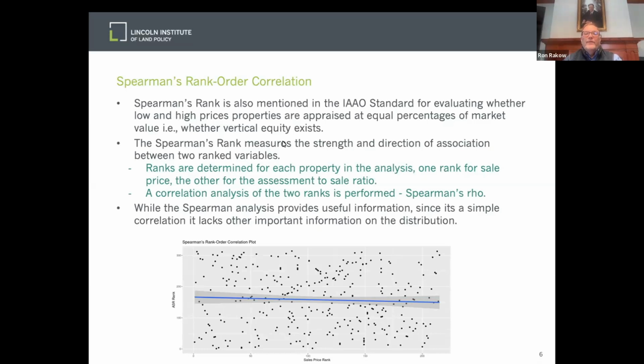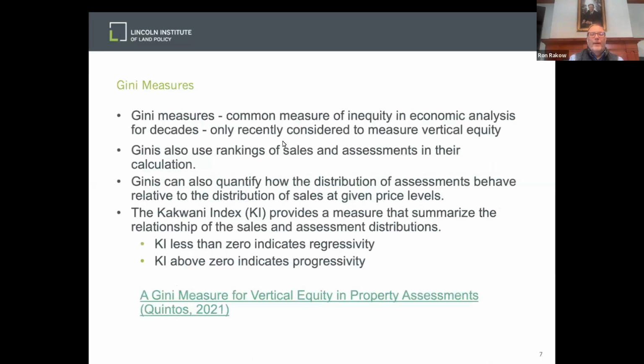So while Spearman's does provide some useful information on the vertical equity in the sample, since it is a simple correlation, it lacks some important information on the distribution that some other measures have. And one of those other measures is the Gini measures. Now, Gini measures have been around for generations. They're a common measure of inequity used in economic analysis, but they've really only recently been considered as a measure of vertical equity in property tax assessments. Ginis also use a ranking of sales and assessments in their calculation, but they can also quantify how the distribution of assessments behaves at different points in the distribution.